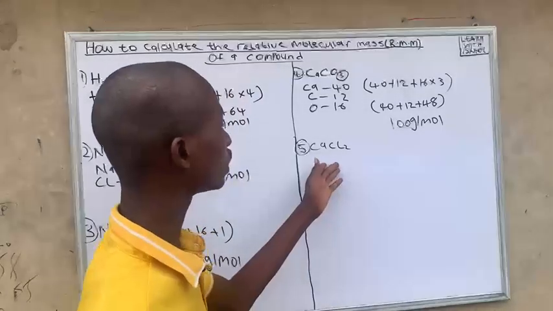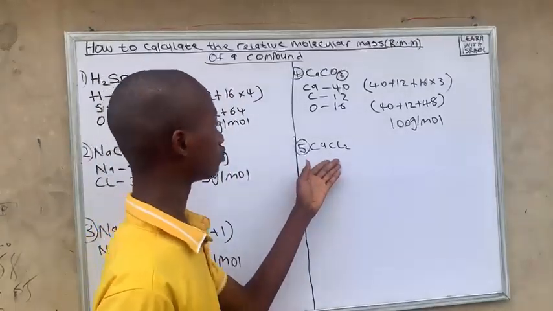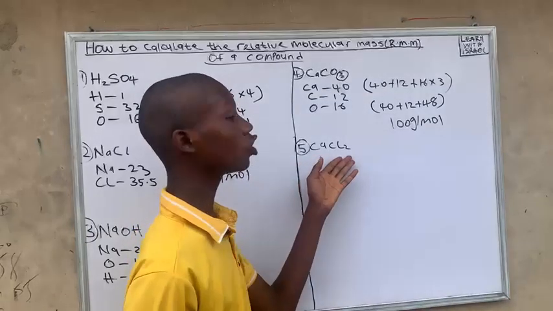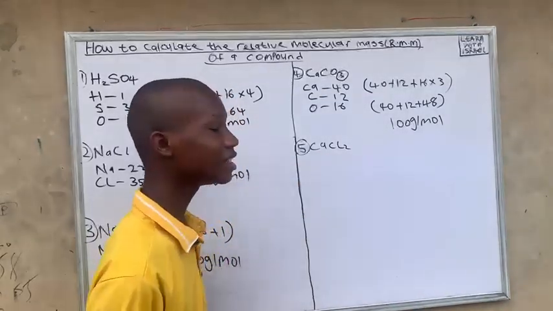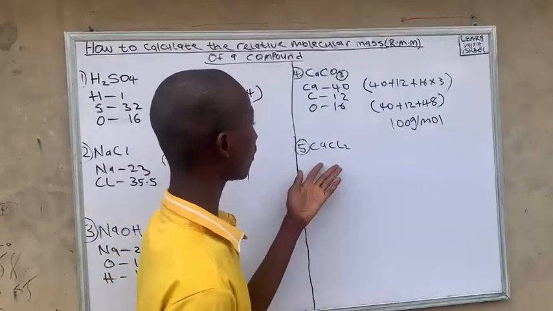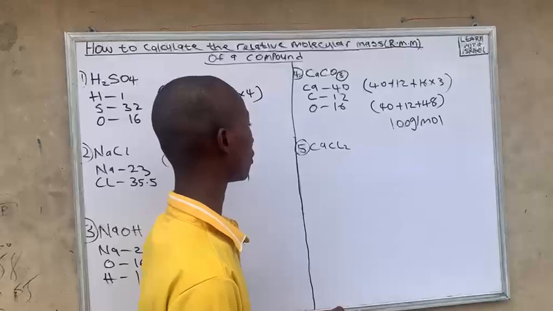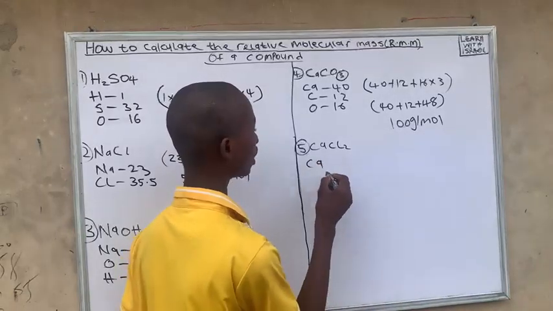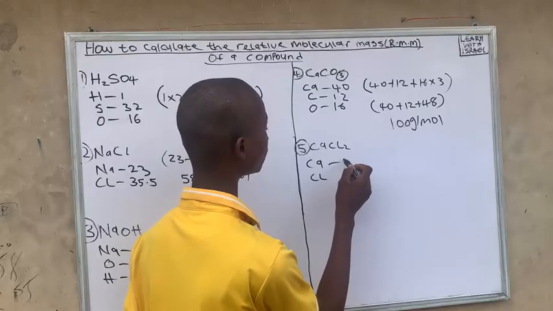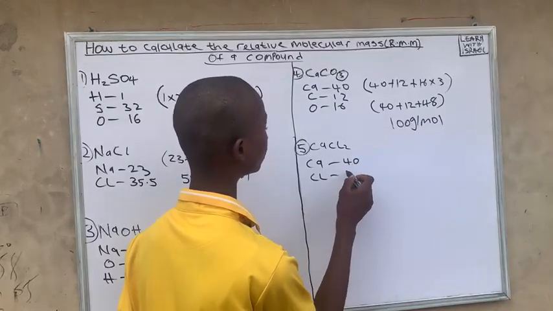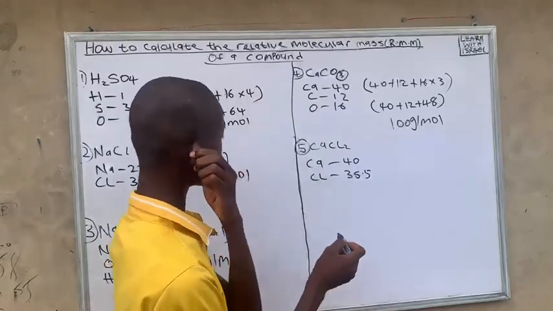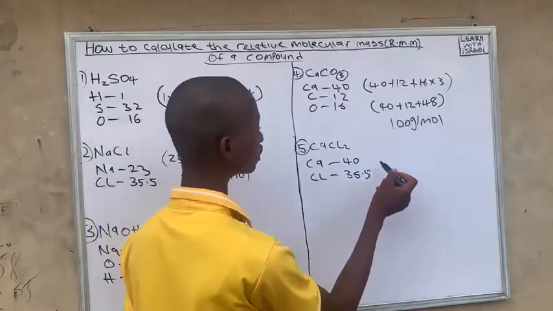So let's move to the last question. We have calcium chloride, which is our CaCl2. We have two elements in this compound: our calcium and our chlorine, Cl. Our calcium is 40, while our chlorine is 35.5. So let's calculate this.